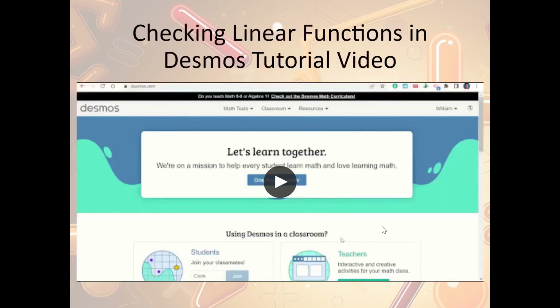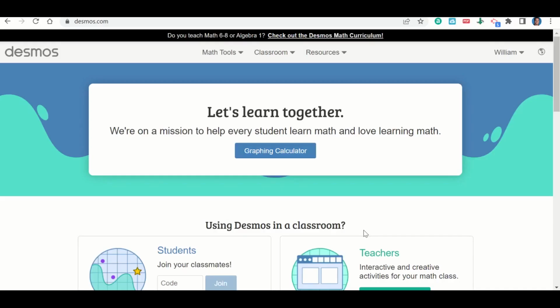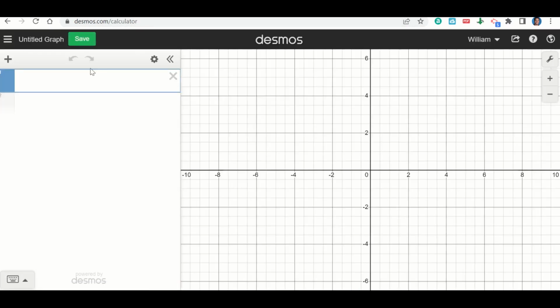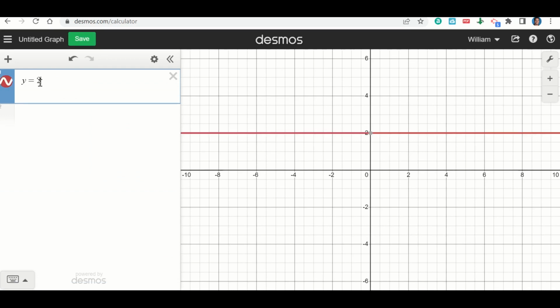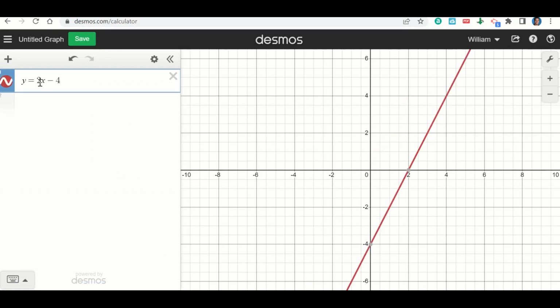There's a video here also that shows you how to graph linear functions in Desmos, so you can go ahead and watch that. Let's talk now about how to check our work with linear equations using Desmos. So what we're going to do is we're going to go to desmos.com, just like this, and we're going to click on the link that says Graphing Calculator. And over here on the left side, we can enter the equation of any linear equation, and it will graph it for us. So let's try y equals 2x minus 4.